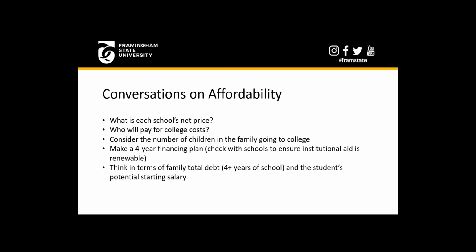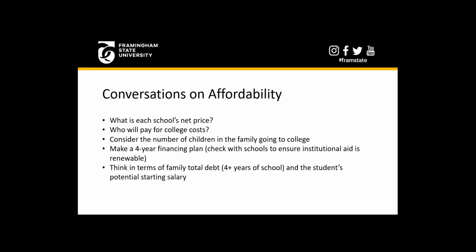You want to also do a 4-year financing plan. So think about it, again, big picture, all 4 years. Check with the schools to ensure that institutional aid is renewable. So you have to reapply for need-based financial aid by filing the FAFSA each year, but you'll want to make sure that the other sources of aid are renewable each year. For example, if you do have a merit scholarship, is that all 4 years? What are the requirements to keep it all 4 years? Do you have to keep a certain grade point average to renew that scholarship?